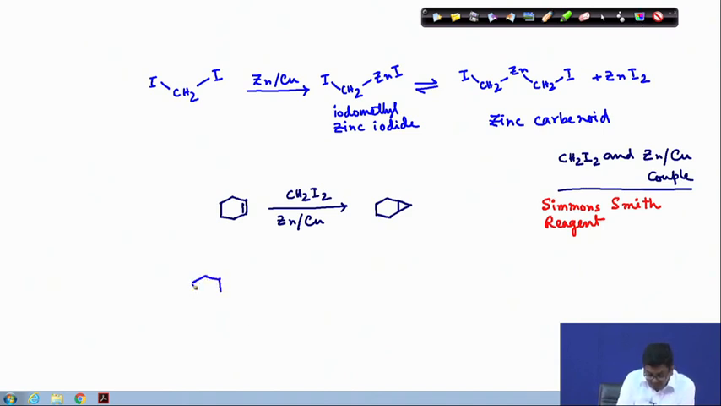We take the starting material, cyclohexene. As we have already seen, methylene iodide and zinc copper couple can generate iodomethyl zinc iodide. That could be the active species for this reaction, so we can write like this. Now, these reactions can happen in a concerted manner to give the desired cyclopropane ring. So the transition state could be like this.